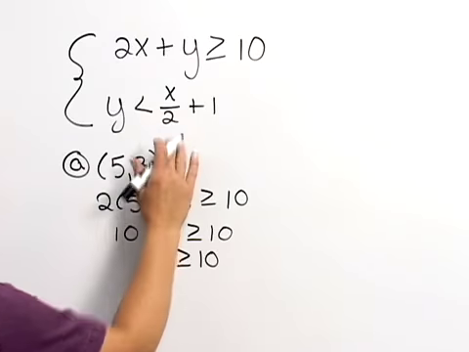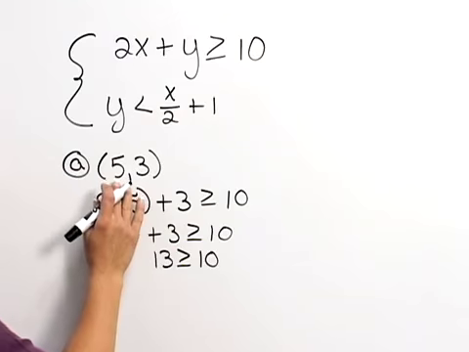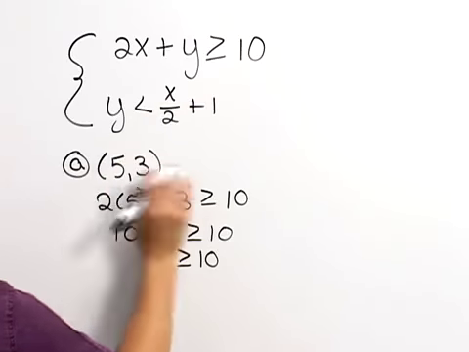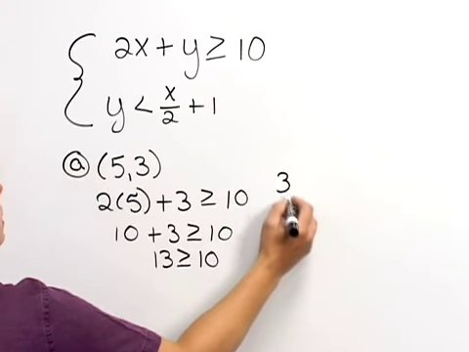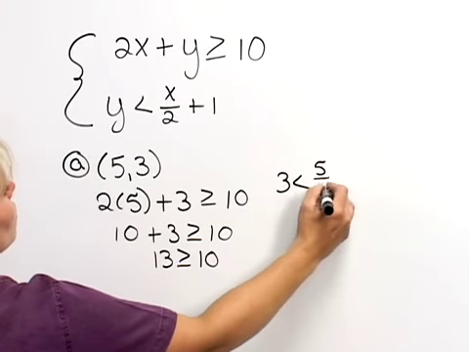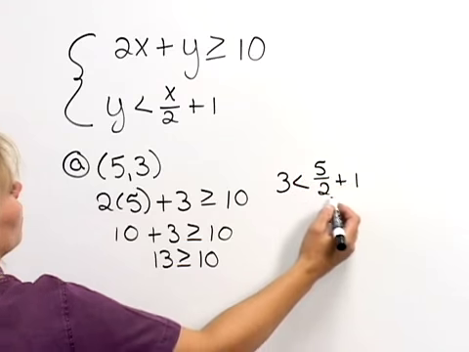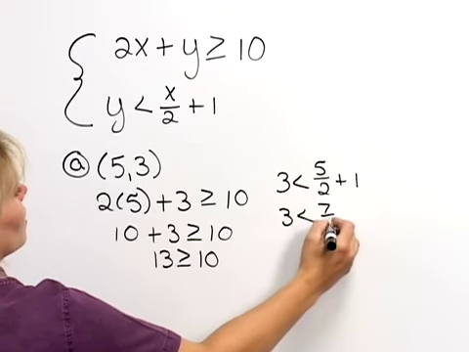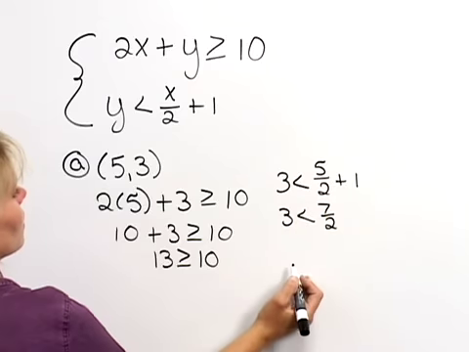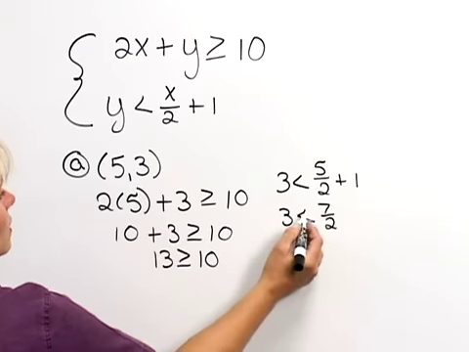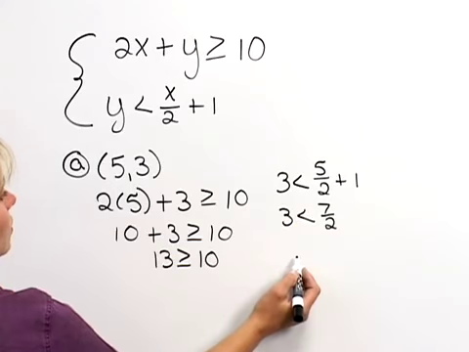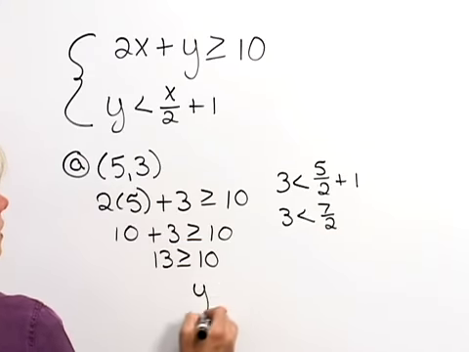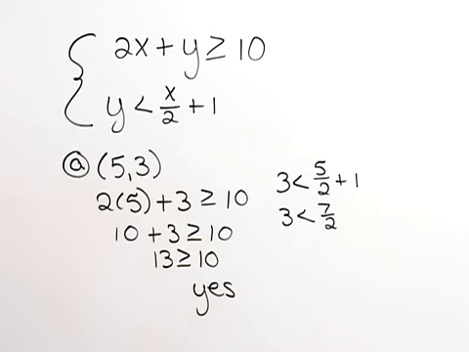We need to check the second inequality. So we're going to replace the y with 3 and the x here with the 5. That gives us 3 less than 5 over 2 plus 1, which when we add it, you will get 3 less than 7 halves. You can do this addition off to the side. And 3 is less than 7 halves because that's 3 1/2. So we would say it works in both of them, and yes, it is a solution.